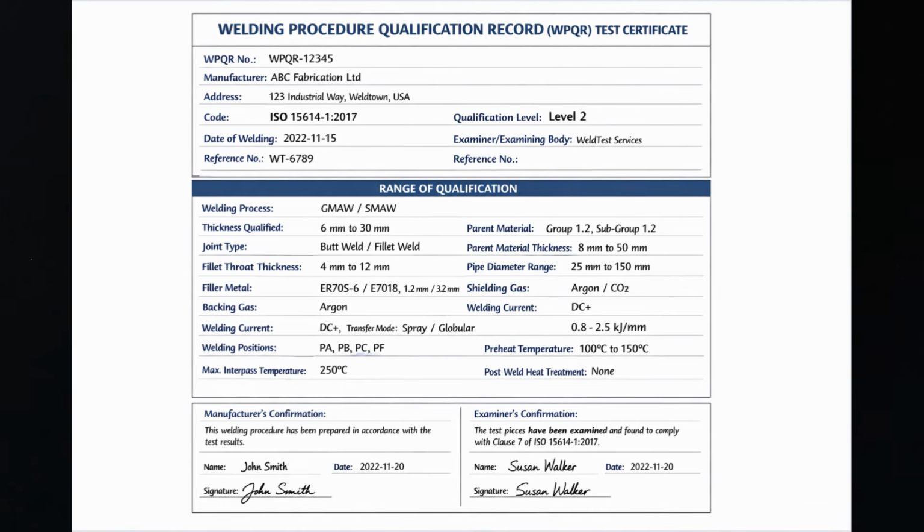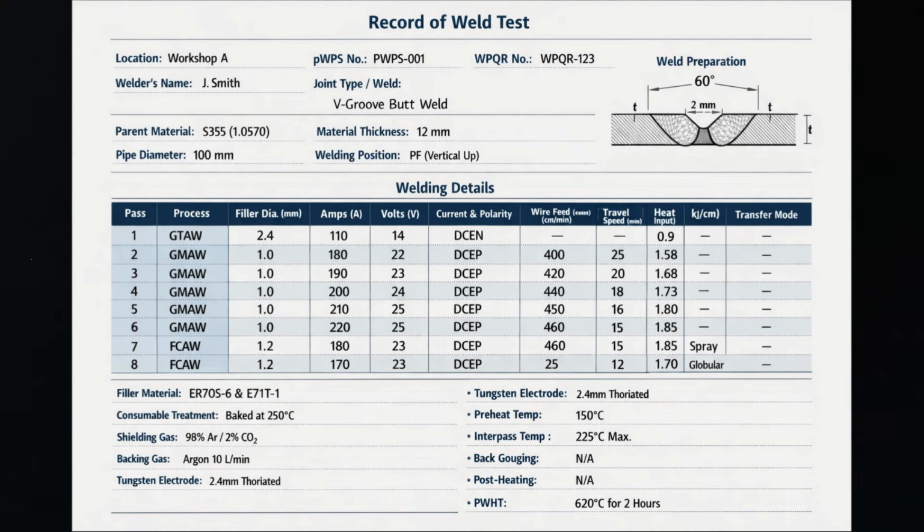The certificate ends with confirmation statements from the manufacturer and the examiner or examining body, both with name, date, and signature. Section 2, Record of Weld Test. The record of weld test captures all the actual welding parameters used during the test. It records the location, the manufacturer's PWPS number, the manufacturer's WPQR number, the welder's name, the joint type and weld, a sketch of the weld preparation details, the method of preparation and cleaning, the parent material specification, material thickness, pipe diameter, and welding position.